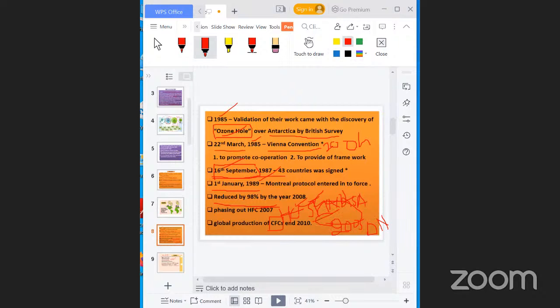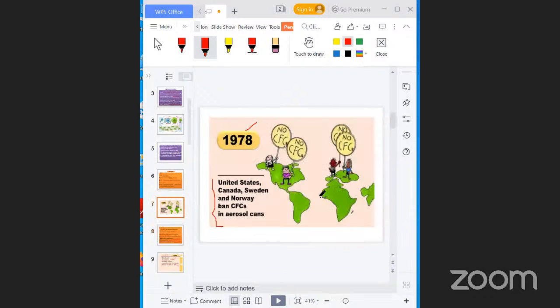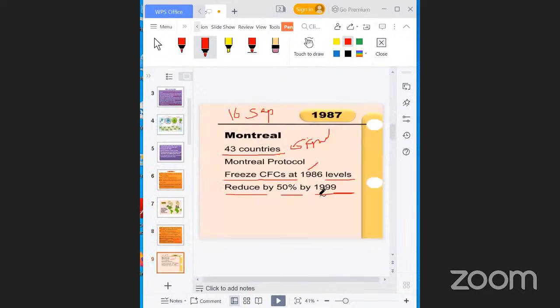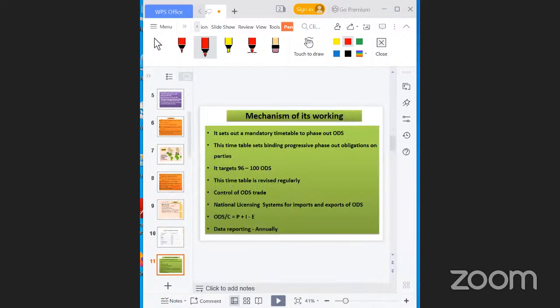Now let us talk about how the Montreal Protocol actually worked. So this is the history. How the Montreal Protocol works: first, it sets out a mandatory timetable to phase out ODS. Mandatory timetable. You remember this word? A timetable is a must. ODS means ozone depleting substances.